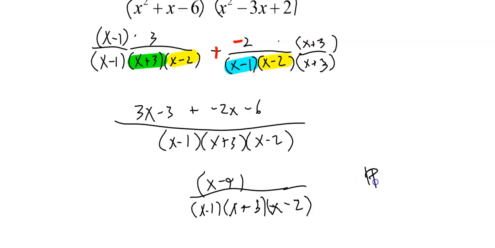The domain, if they ask for it, is all reals, but there's a few values x can't be. So x can't be 1, can't be negative 3 or 2 here. Look at that denominator, because you want to look at all 3.